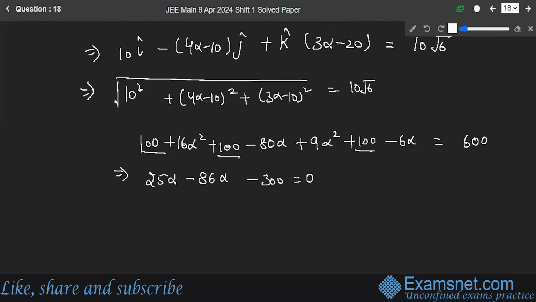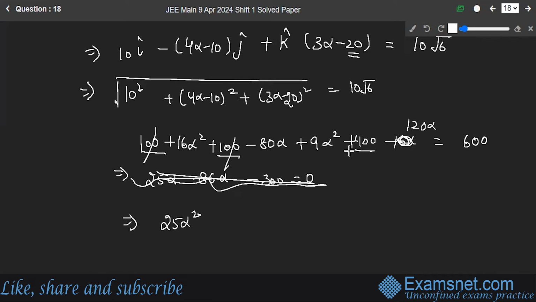There is a mistake. It was 20 and it should have been a 20 over here. So this is 400 and this is equal to 120 alpha. Let's rewrite it. You have this as now 25 alpha square. This is 100, 200, 600 and they will cancel. And for the alpha, you are having minus 200 alpha. So this is equal to 0 now.